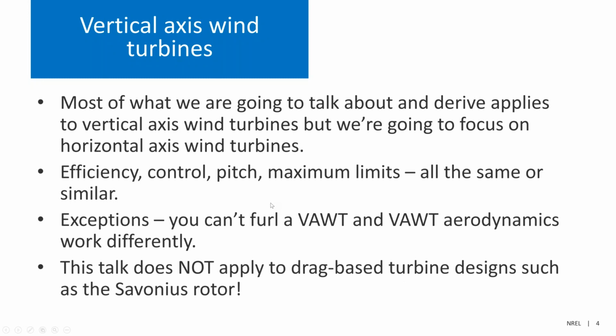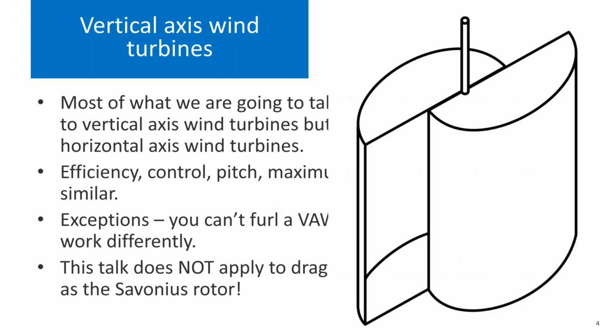This talk, however, does not apply to drag-based turbine designs such as the Savonius rotor. This is a Savonius rotor. It's a drag device, and they work really well for things like cup anemometers. They're very inefficient for wind turbines, but they do have their places in some cases. But we're not going to talk about those.